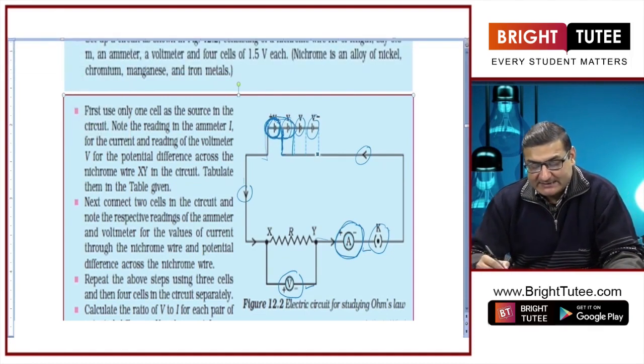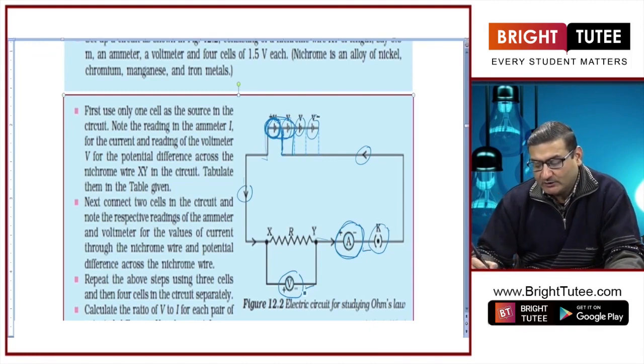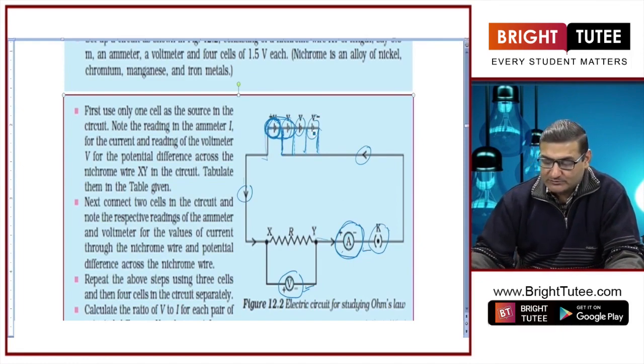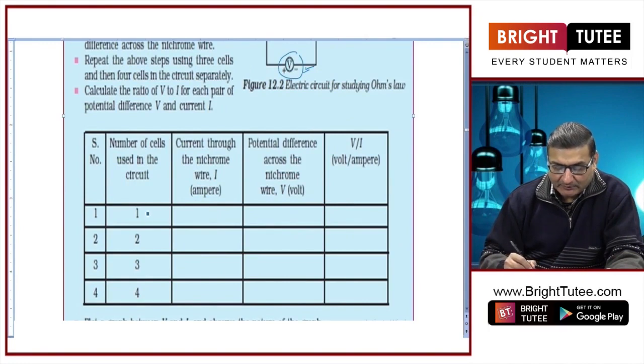Fine. Once again, I'll switch on the circuit. Now again, I'll note down the reading of ammeter and voltmeter. Then I'll try it with taking 3 cells, again switching it on, taking the values, then with all the 4 cells, a battery of 4 cells, once again noting down the values.